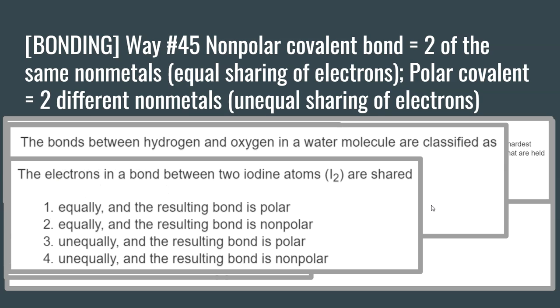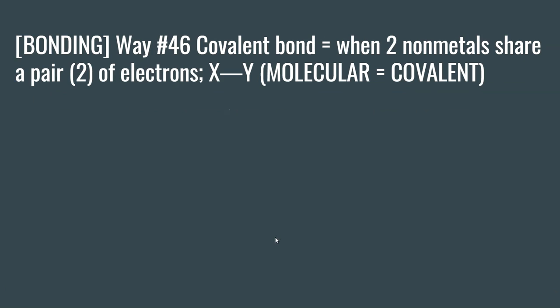The electrons in a bond between two iodine atoms are shared... because we have two iodine atoms and they're both the same nonmetal. It's going to result in equal sharing of electrons. Therefore, you can eliminate 3 and 4. And the bonding has to be nonpolar because it's perfectly symmetrical. So answer choice 2 is correct.